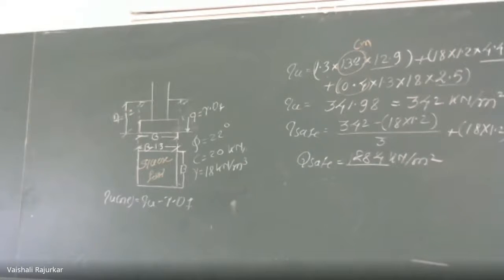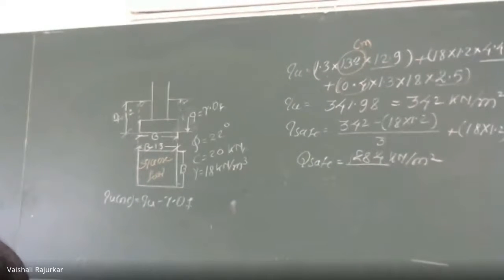For phi is 37 degree, Nc is 70, Nq is 65, and N gamma is 70. Now what is given in the numerical?